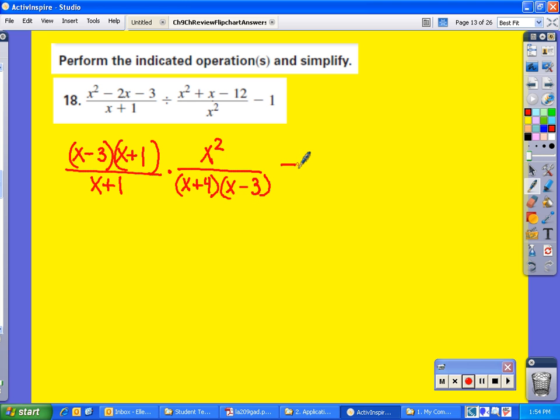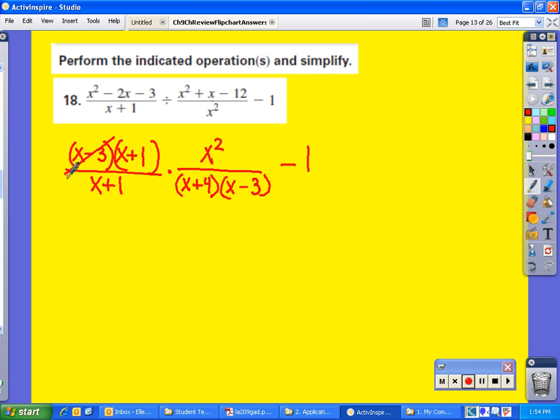And last but not least, we're going to subtract 1. Let's see what cancels and simplifies before we worry about subtracting 1. We know with PEMDAS that multiplication should take place first, so let's see what happens over there.